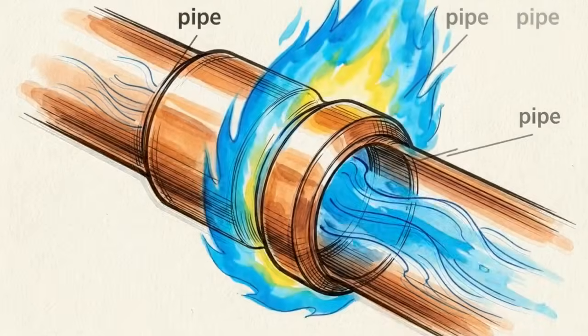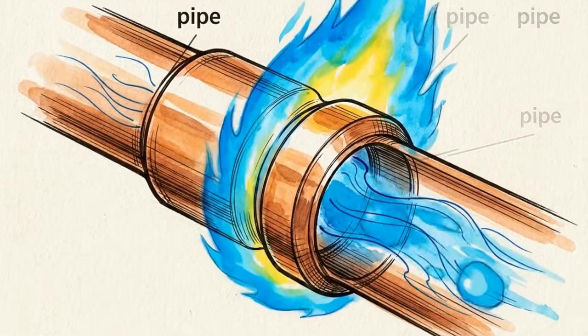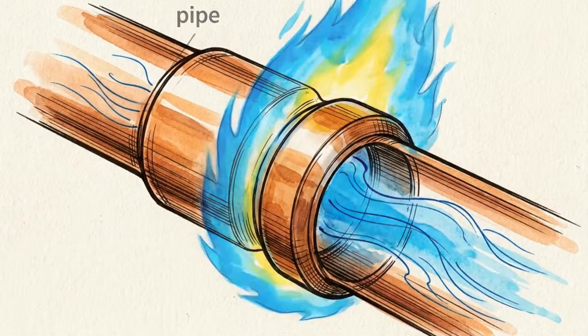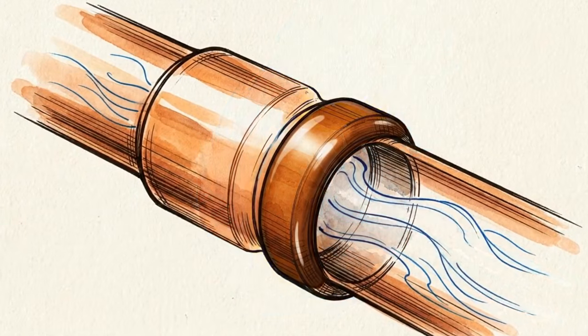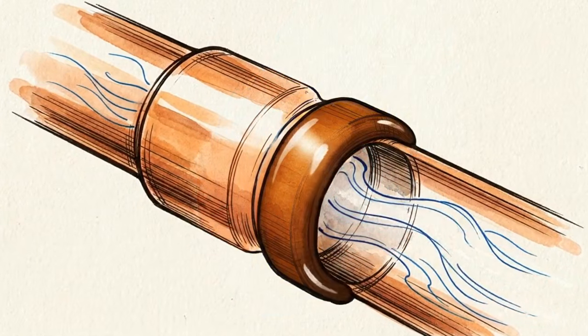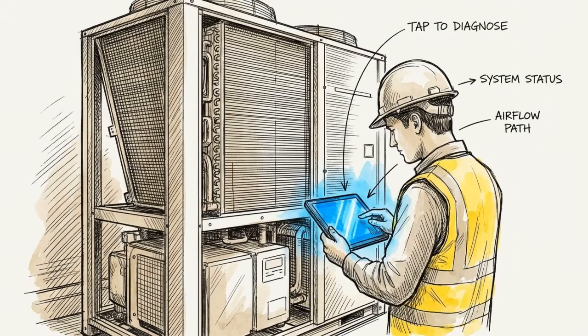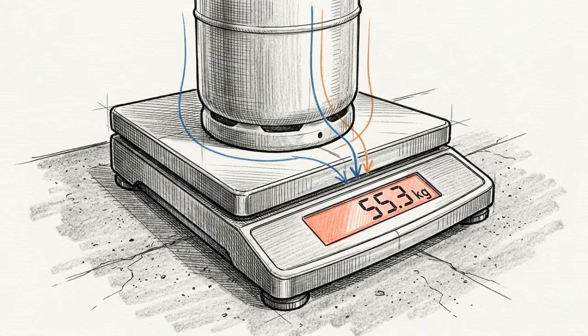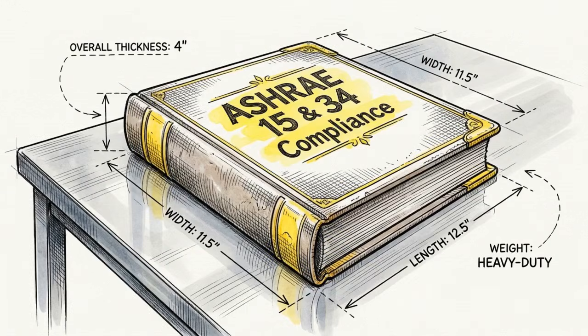Executing this route requires strict installation discipline to maintain system cleanliness. Copper joints must be brazed using a dry nitrogen purge for a clean, oxidation-free seal. Once sealed, technicians perform a critical safety calculation. The exact refrigerant inventory is tabulated by combining the factory equipment charge, specific pipe segment additions, and branch component allowances, verified on-site via precise digital scales. This precise mass is required for ASHRAE 15 and 34 safety compliance.